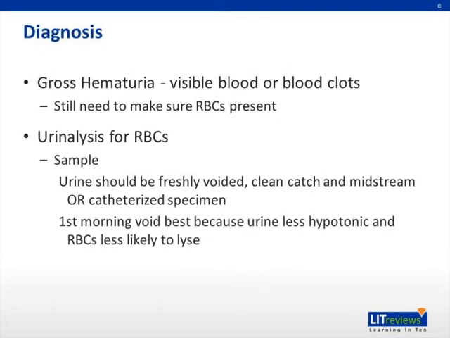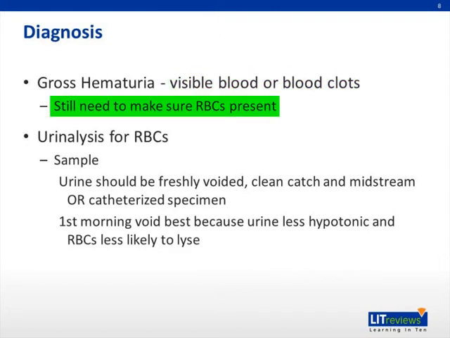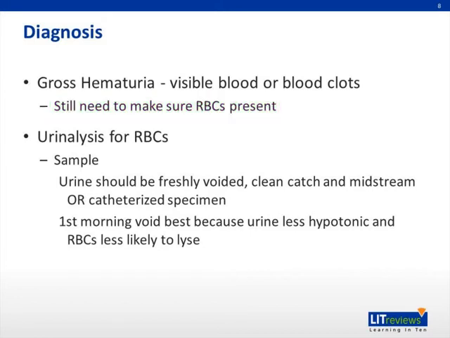The diagnosis of gross hematuria is easy, since blood is visible in the urine. However, a urinalysis still should be performed to confirm the presence of blood cells in the urine. Remember, there are some drugs and conditions that discolor the urine. A urinalysis is the mainstay for initial diagnosis of hematuria.